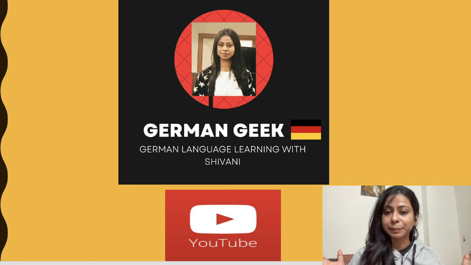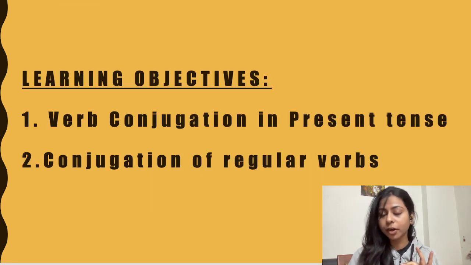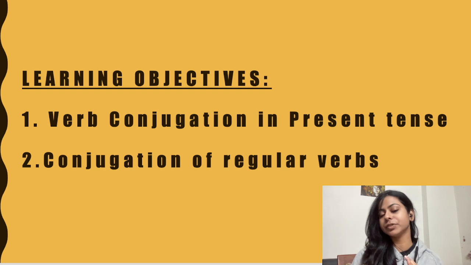आज के लेसन में हम बात करेंगे रेगुलर वर्ब्स की. So let's get started. A1 लेसन 17 रेगुलर वर्ब्स, जिसको हम जर्मन में regelmäßige Verben भी बोलते हैं. So, what are the learning objectives for today's video? We will learn the verb conjugation in present tense, and then we will see the conjugation of regular verbs.